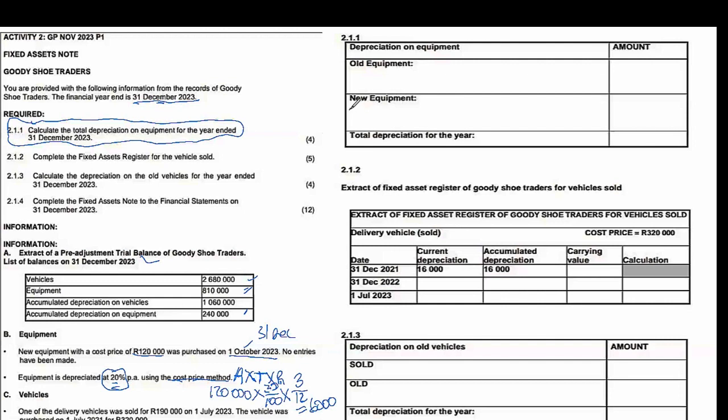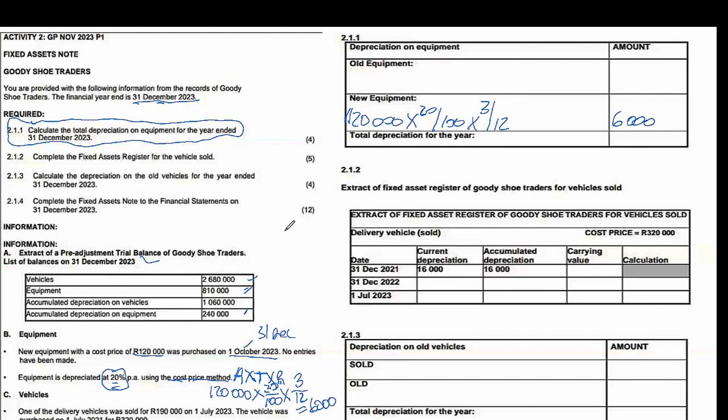So now we have this in our answer book. The same calculation: our 120,000, then you multiply by 20%, and then you multiply by 3/12. So therefore, our depreciation was 6,000.